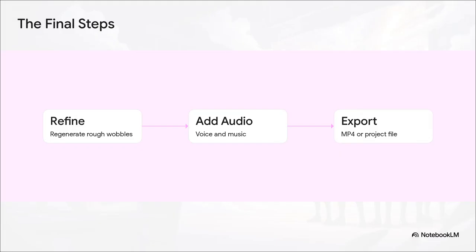Finally, step 5, refine and export. Let's move on and see how this builds. Complex scenes take about 4 to 5 minutes to cook, so honestly, this is when you go grab a coffee. When it's ready, jump into the final polish. Step 1, refine the output. Right-click and regenerate any rough wobbles in the chat. Step 2, add your audio using ElevenLabs for voiceovers and Suno for music. And step 3, export. You can do MP4 for social media, ProRes, or, and this is a massive advantage, export it directly as a Premiere Pro or CapCut project file to fine-tune everything in your editor.